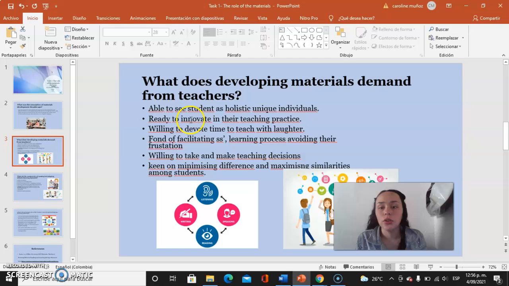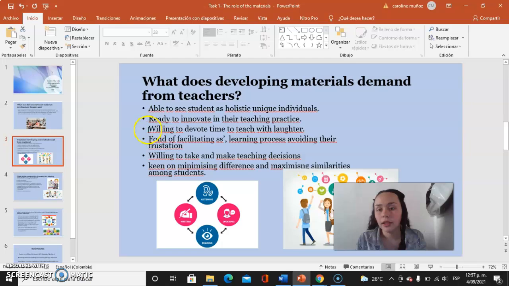Second, ready to innovate in their teaching practice. Yeah, here is important this concept because the teacher that is innovative, that wants to make an excellent class, is good that use different materials like IST, a different website or videos, and so on.